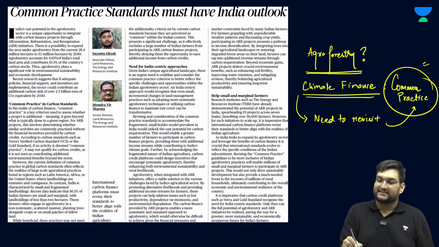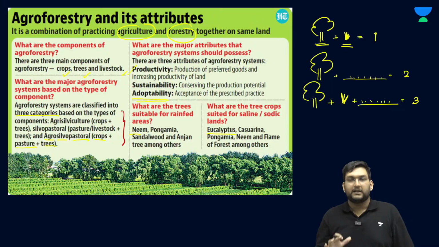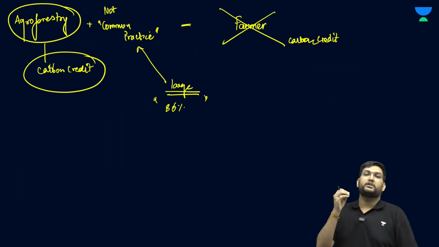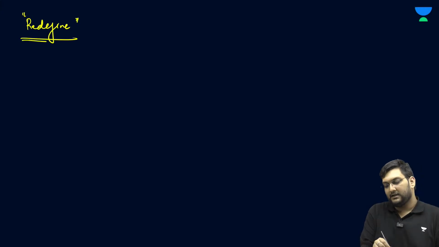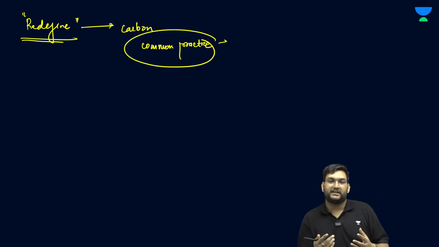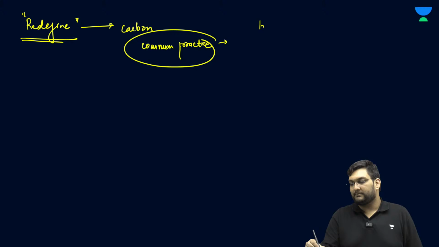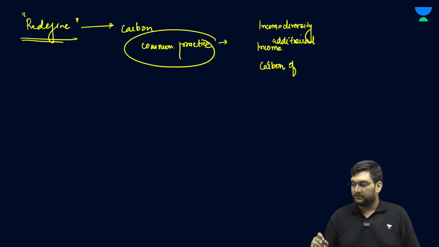If you look at it, common practice standards must have an India outlook. And this is the basic premise of this article, and quite an interesting one, that we need to redefine, and this is the need of the hour. We need to redefine the concept of carbon common practice, and that should be geared for the Indian context, and that will allow income diversity. It will allow additional income, and the creation of carbon sinks.